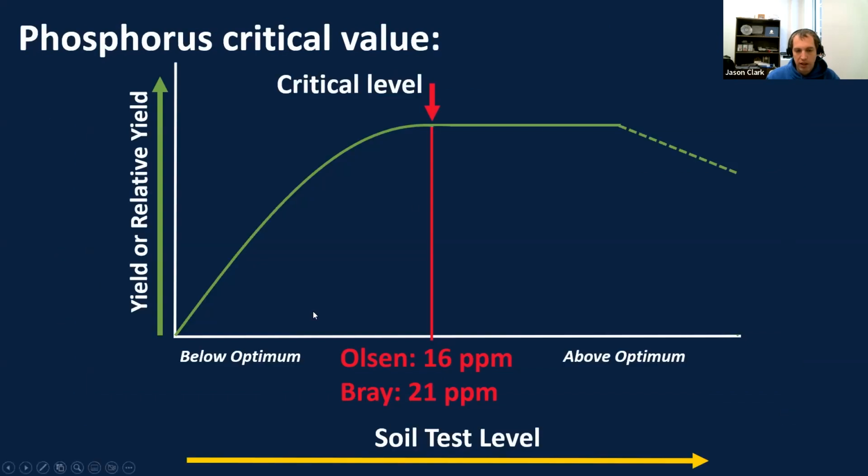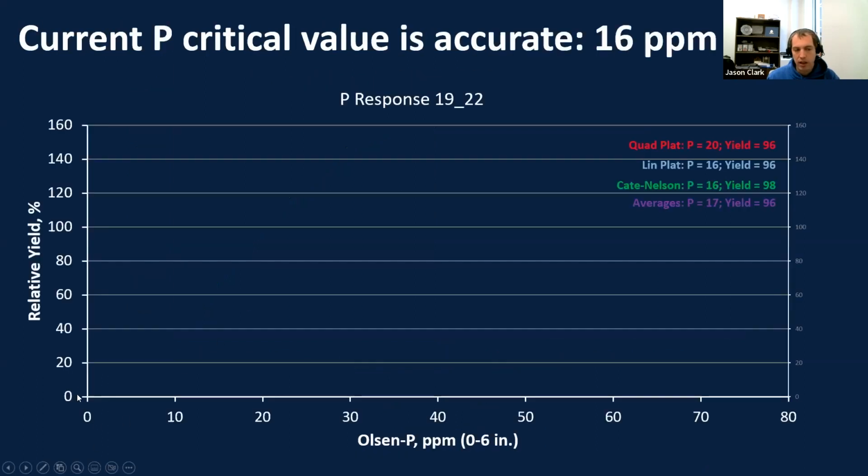So we see this relationship right here, and what we want to do is see what that's actually like in the field from field research data. So on this graph here, we have our relative yield across those 35 to 40 sites, and we have our Olsen P level right here. And we want to see that relationship.